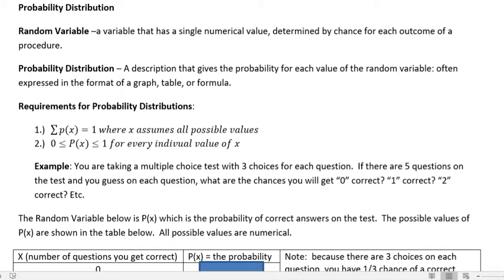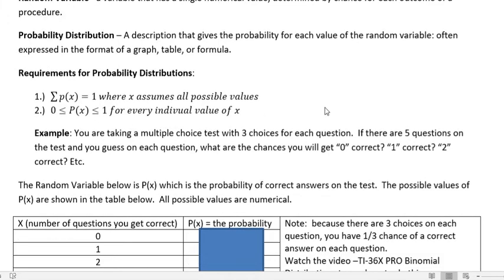But when you add them all up, they're going to equal 1, which is one of the requirements for a probability distribution. The sum of all the probabilities has to equal 1, and every individual probability has to be between 0 and 1 inclusive. So they could be 0 or 1, but they can't be any greater than that.